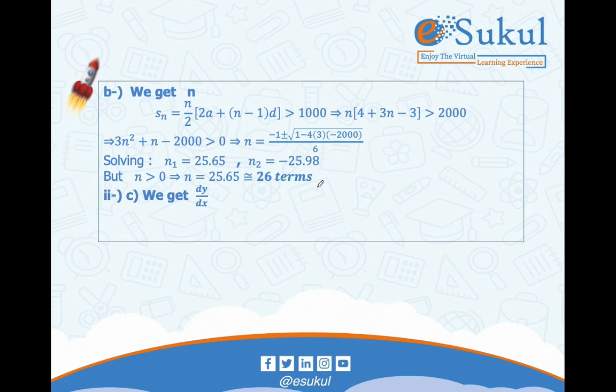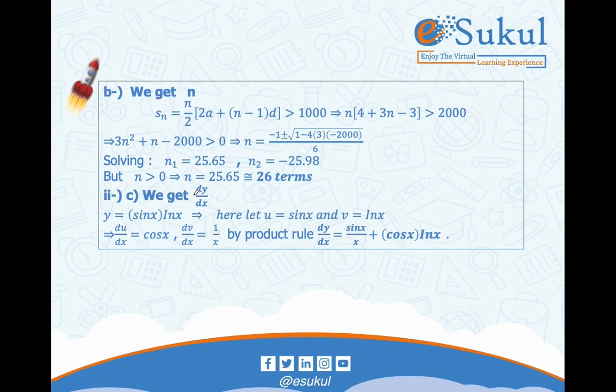In sub 2, differentiation. Differentiation C, we are given y equal to sin x ln x. So we can only get the derivative as a slope by using the product rule. We let u be the first expression, then we have v to be the second expression. So our du dx, as you can see, equals cos x, and our dv dx using the property of the log function is 1 on x. Therefore, by the product rule, we can have a generalized equation sin x on x plus cos x ln x.